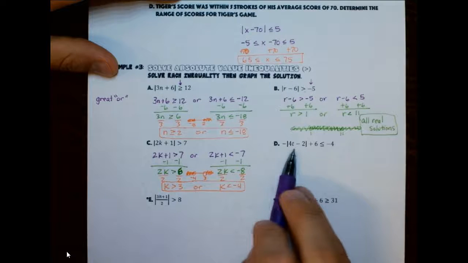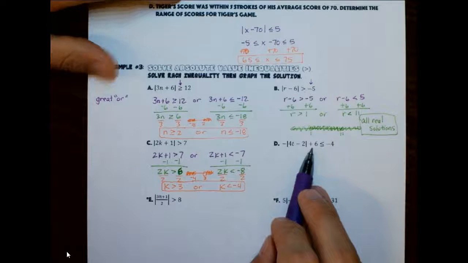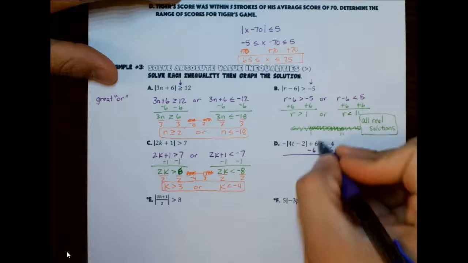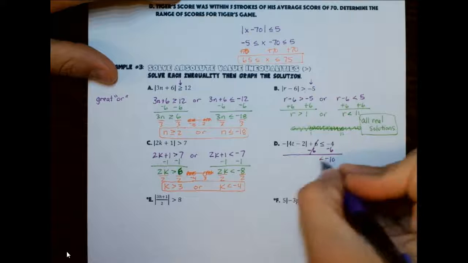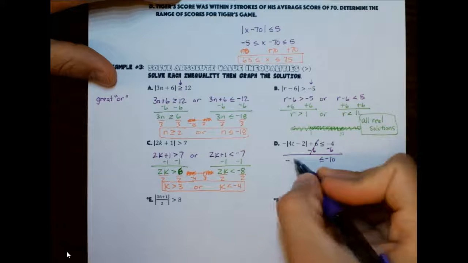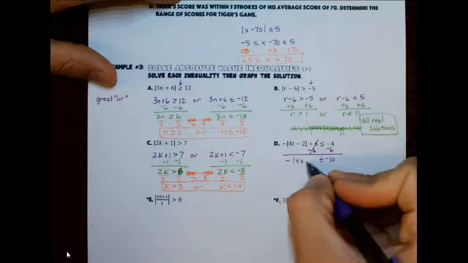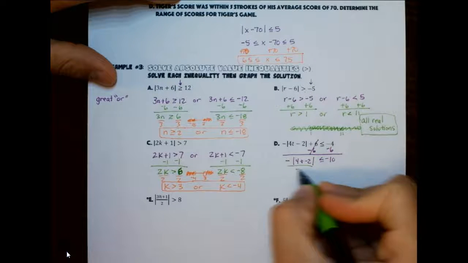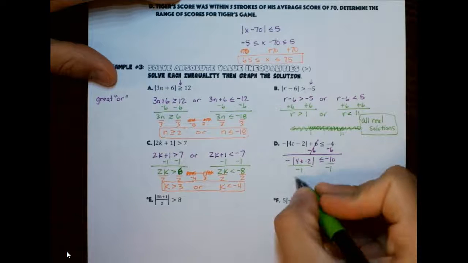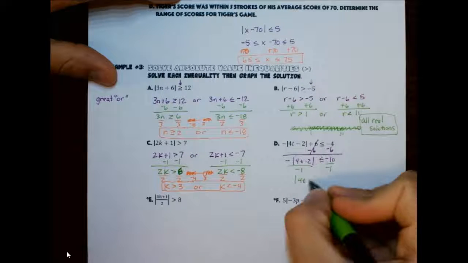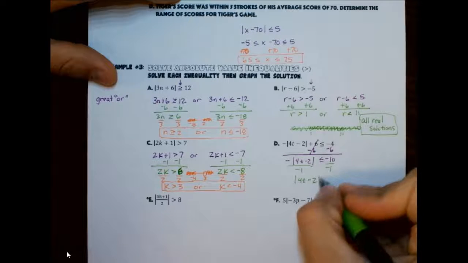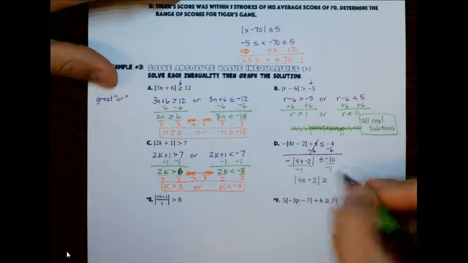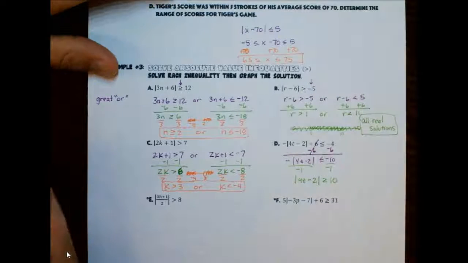In this one, indeed, the absolute value bar is not by itself, so I need to subtract 6 first. So I get negative 10 less than, and then I have negative absolute value of 4t minus 2 out front. To get rid of the negative, I'm going to divide everything by negative 1. So the absolute value of 4t minus 2, I divide it by a negative, so my sign switches to greater than or equal to. Negative divided by a negative is a positive, so that is positive 10.